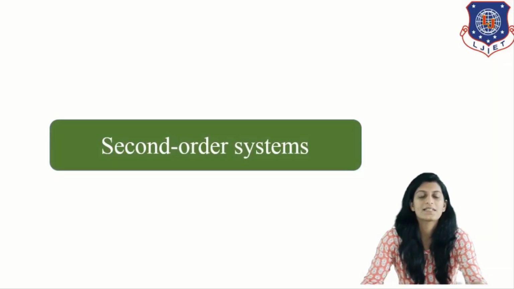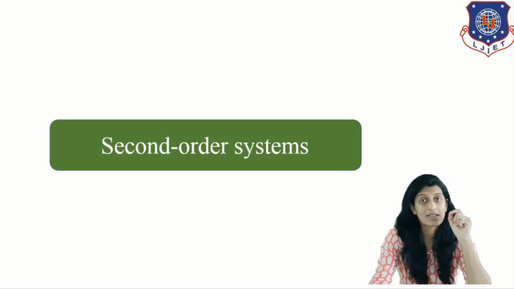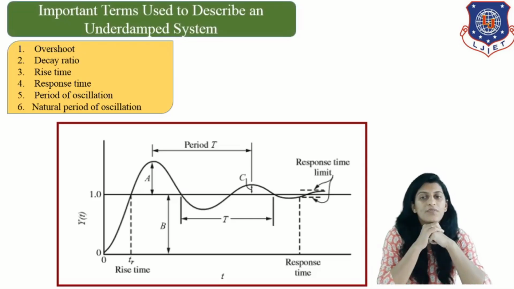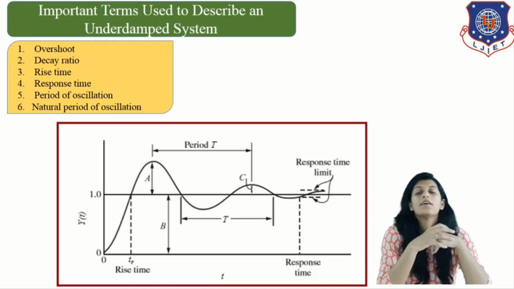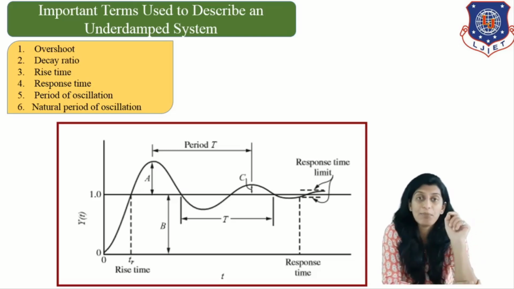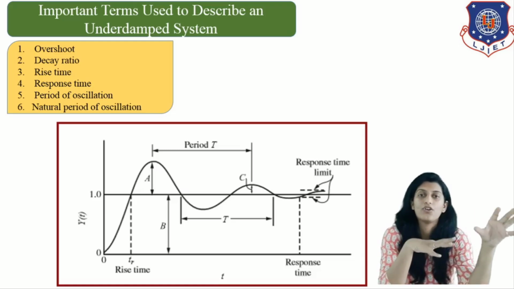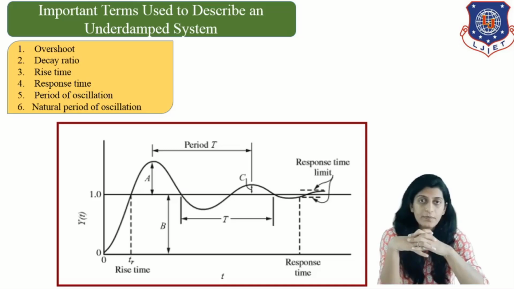So, let's start our topic of second order system and see the new topic, which is the terms used to describe a second order system. When we talk about a second order system and especially a step input to a second order system, there are three different cases depending on the value of zeta, or damping factor.